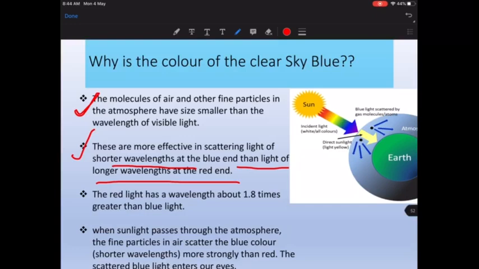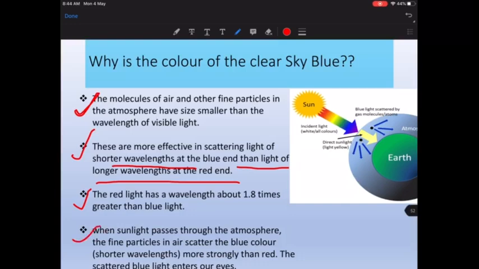Now, next is the red light has a wavelength about 1.8 times greater than the blue light. This is just for your information. You may skip this point also. What I have told you is that here the red light has got maximum wavelength as compared to the other lights, which is 1.8 times greater than the blue light. So this is only for your information.